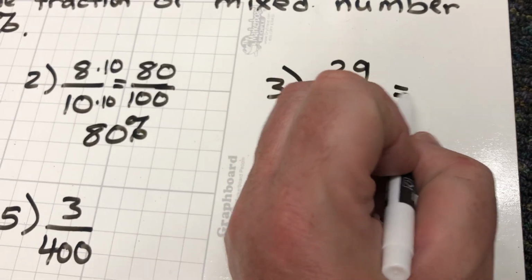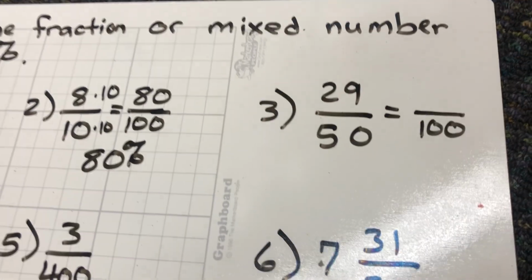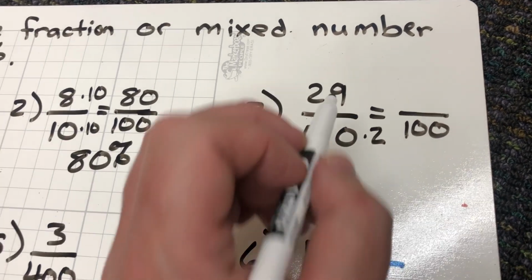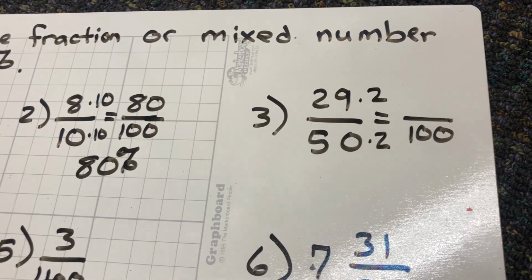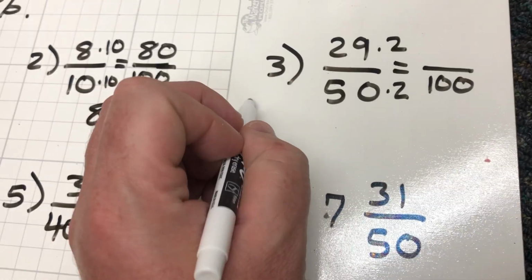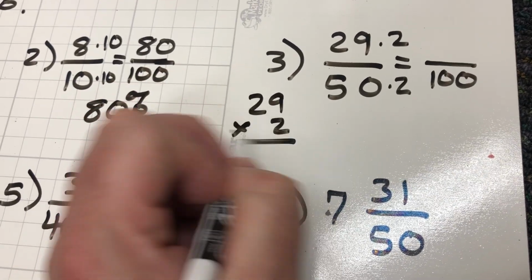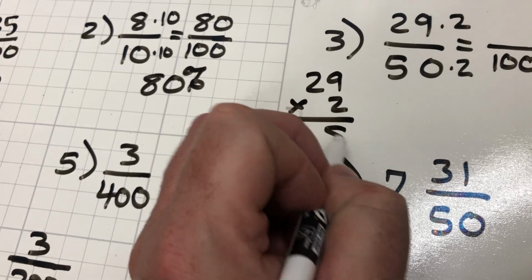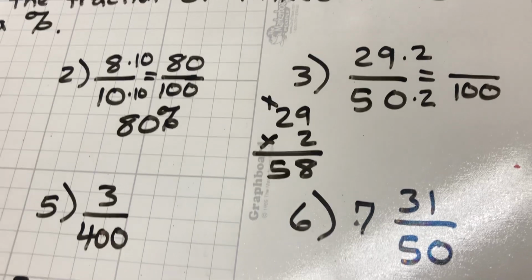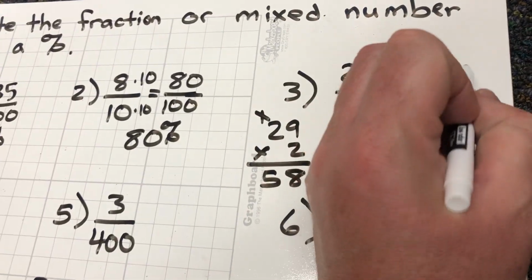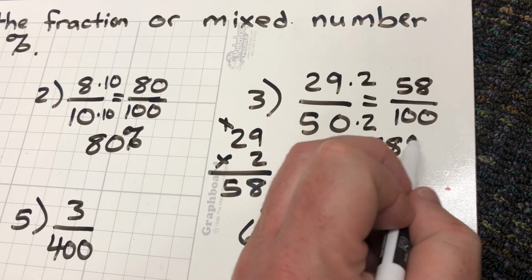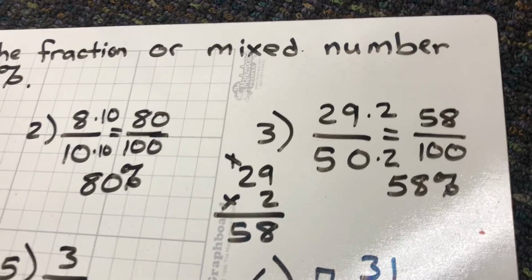Moving right along, 29 over 50. I can do the same thing because 50 works very well with 100. Okay, I know that 50 times 2 equals 100. And then I would have to do 29 times 2. Sometimes, depending on the numbers, you might have to do a little scratch work. You might have to come down here and do 29 times 2. 2 times 9 is 18. Put the 8 down, carry the 1. 2 times 2 is 4, plus the 1 is 5. I get 58. I end up with 58 over 100. And I know that 58 over 100 is 58%.